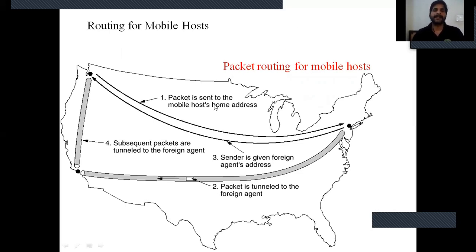Routing for mobile host works like this. First, a packet is sent to the mobile host's home address. After this, the packet is tunneled to the foreign agent. After that, the sender is given the foreign agent address. Next, subsequent packets are tunneled to the foreign agent. These are the steps performed in this.